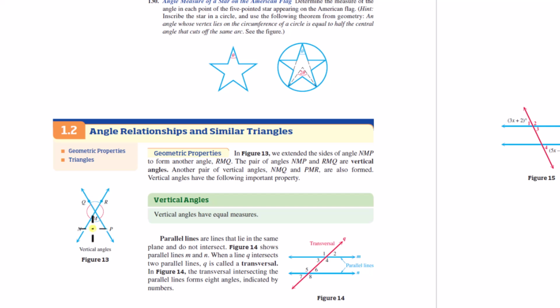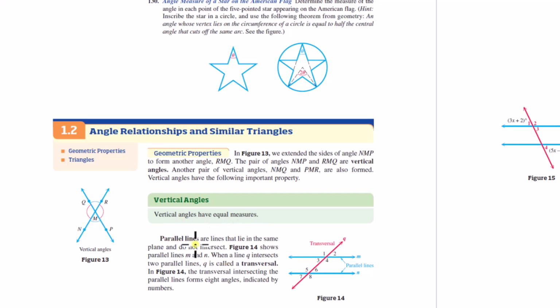They have equal measures. But you can see that in extending these lines, another pair of vertical angles formed, NMQ and RMP. And those angles are equal. Now, these four angles as a unit aren't equal. Only the vertical angles are equal. But NMQ and QMR, we can see are supplementary. They add to 180, right? And same idea with NMP and PMR. So these are all kind of related to each other. These two are equal, but then these two are supplementary. So vertical angles have equal measures.